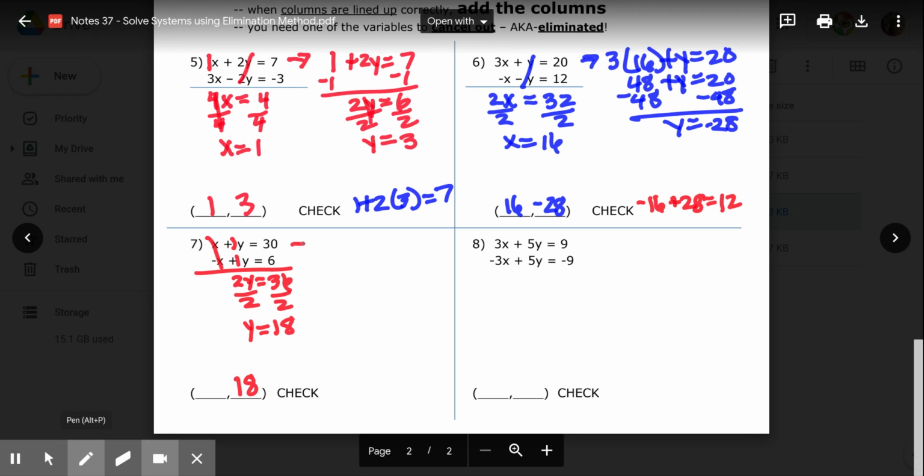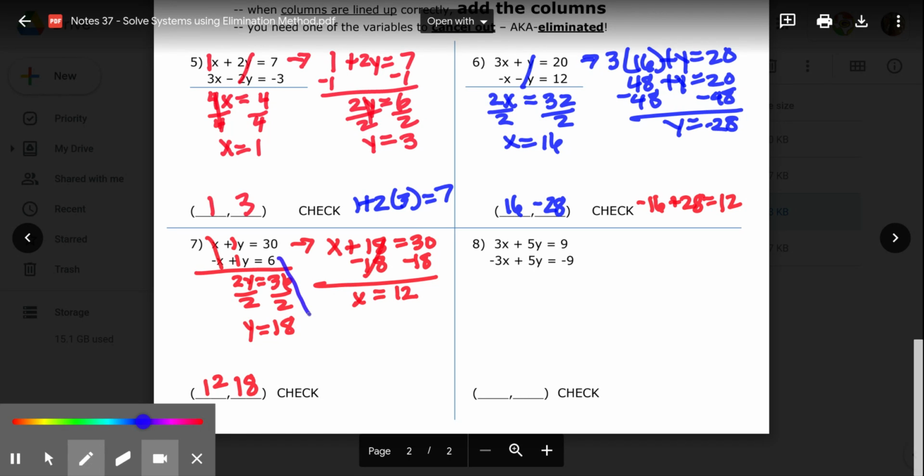I'm going to use this top equation. So we have x, we don't know yet, plus our y, we just found out to be 18 equals 30. Then we're going to subtract 18 from both sides. So x equals 12. And I'm just going to go ahead and use this bottom equation right here to check it. So negative x, so that would be negative 12 plus y, which is 18. Does that give me 6? Yes, it does. It checks out.